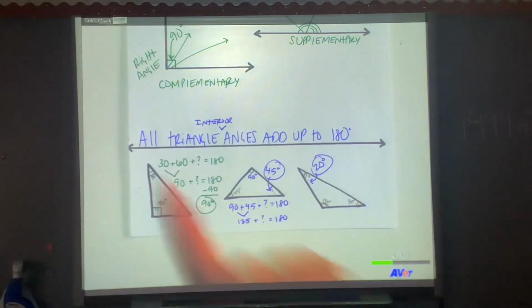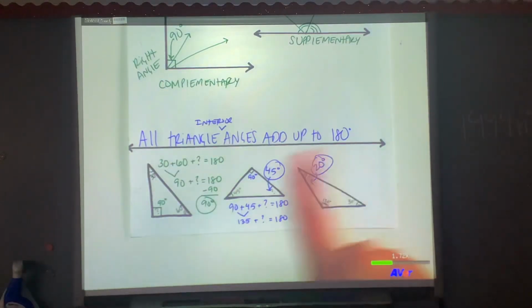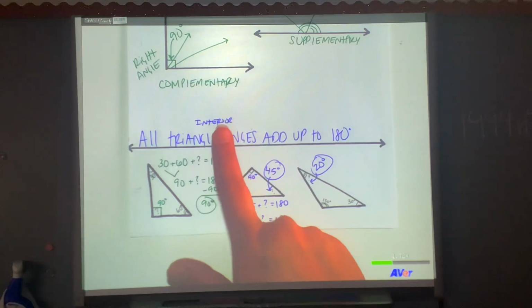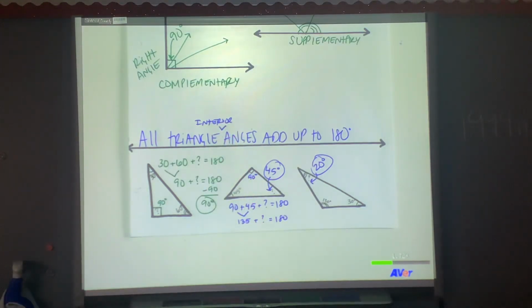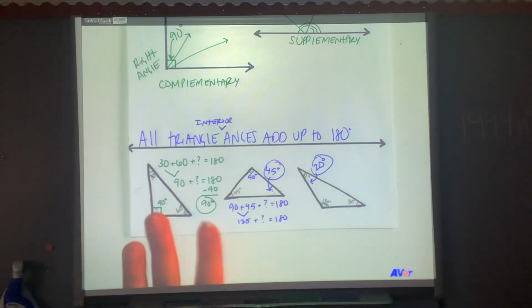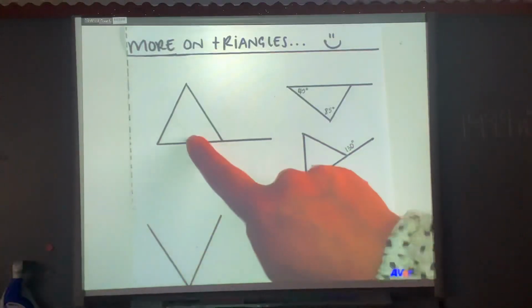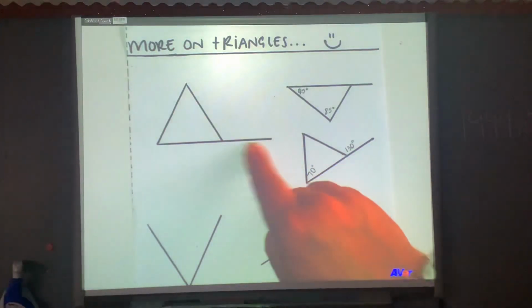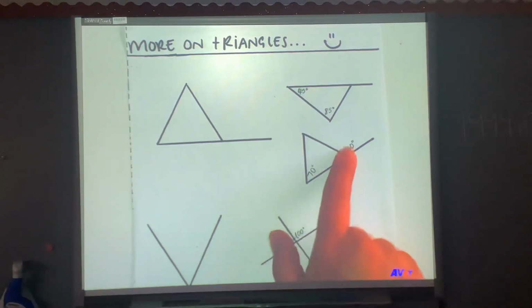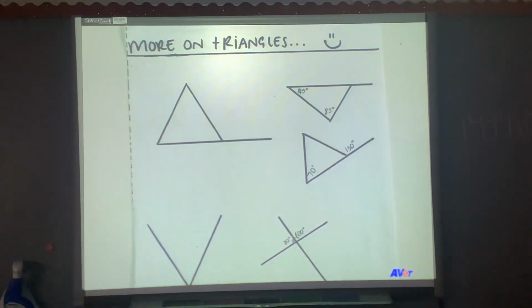All triangle angles add up to 180 degrees, and I snuck in that word interior because we have to be on the inside of the triangle in order to add up to 180. The reason I say on the inside of the triangle is because when we get to our next page of notes, we're going to have a triangle with the line kind of continuing, because we now have angles on the exterior, which is the outside.